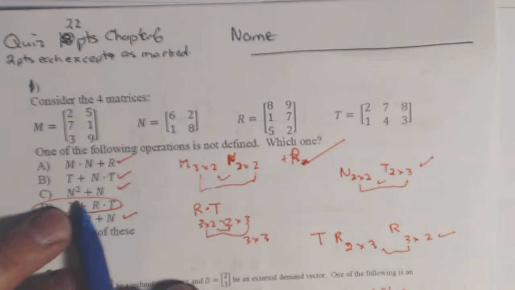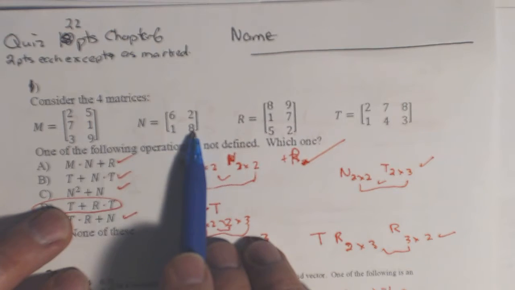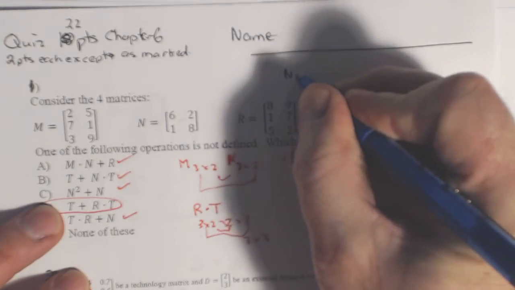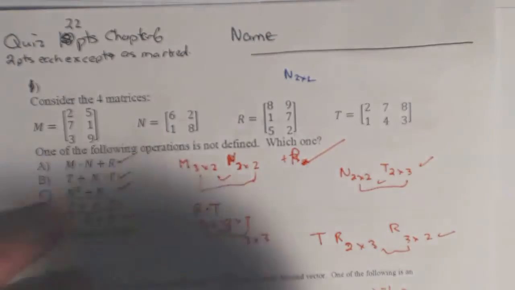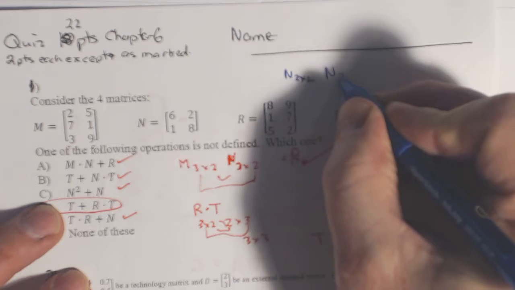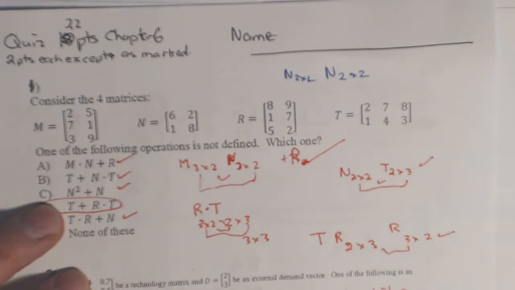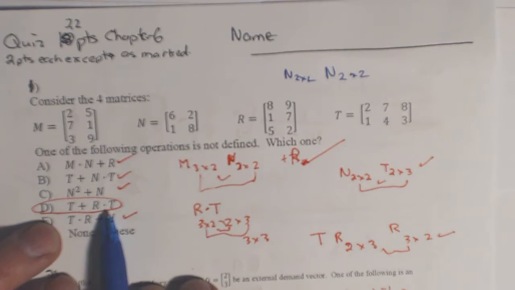Here we have just n involved. So n's a 2 by 2, and if you multiply, and I didn't even write that one down anywhere, if you multiply n, which is 2 by 2, by n, which is 2 by 2, you get a 2 by 2 as a product. So we can add that to itself. Here's the one that fails.